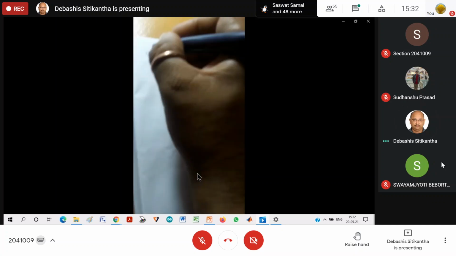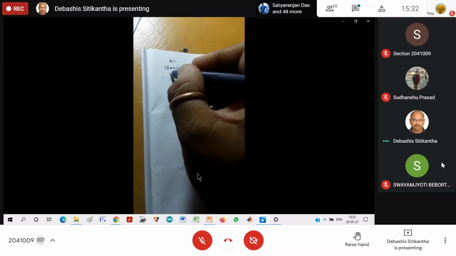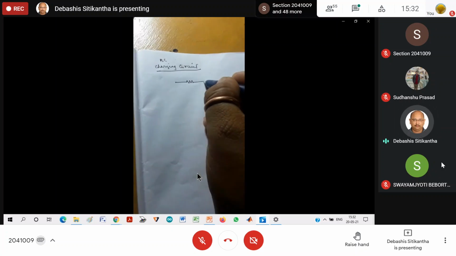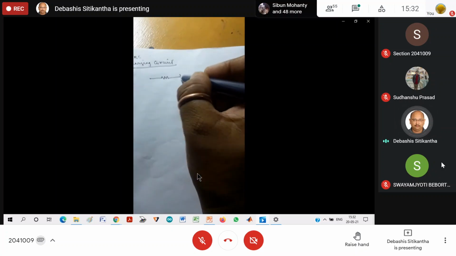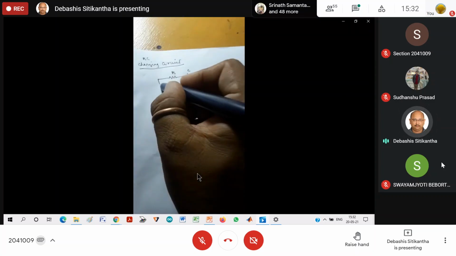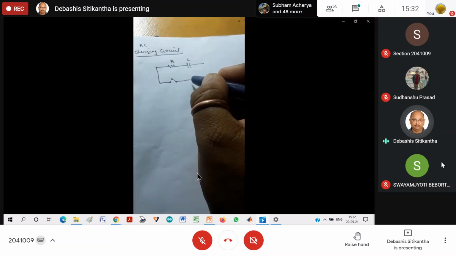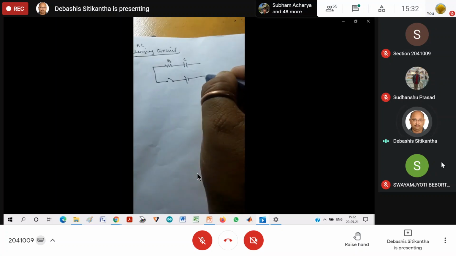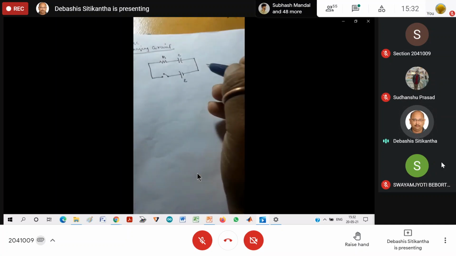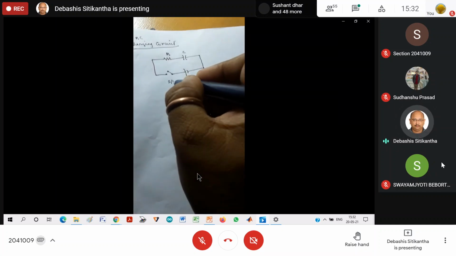So this is the RC charging circuit. I have already explained why we required this resistance R in order to charge this capacitor. So here I am having the switch and this is connected to a DC source. Now let us say the DC source has a constant output voltage of capital E. This is the switch SW.